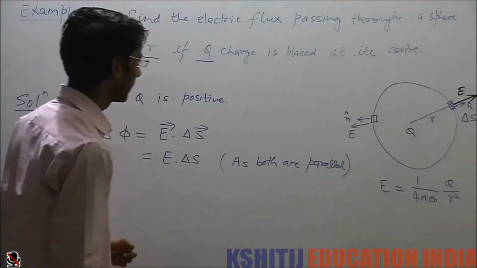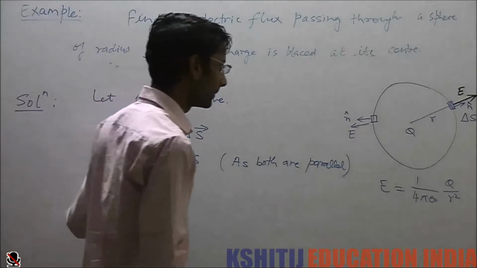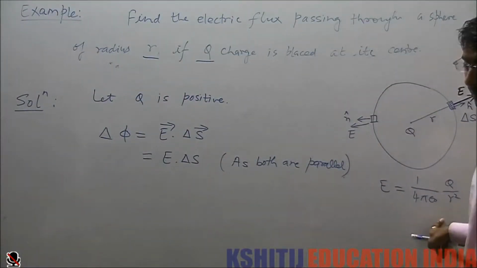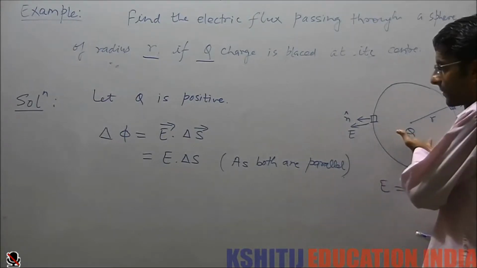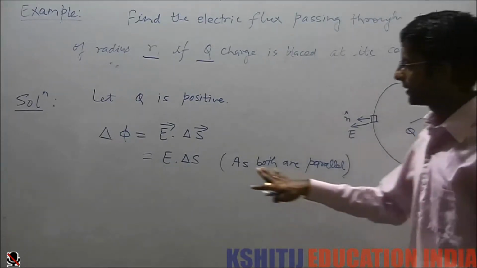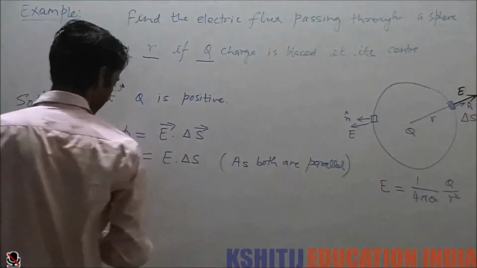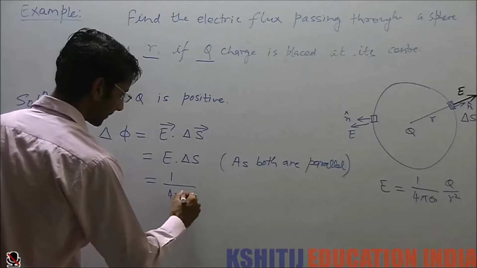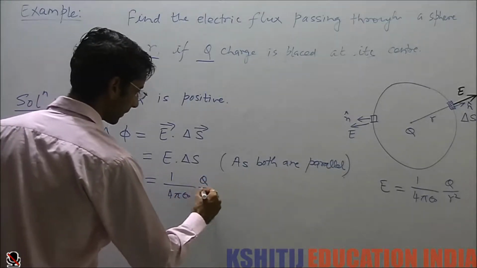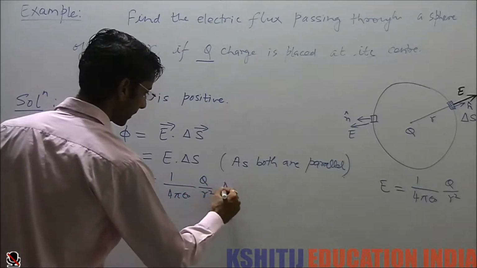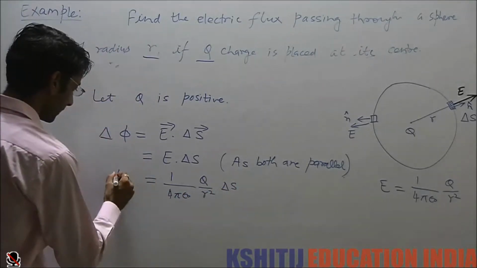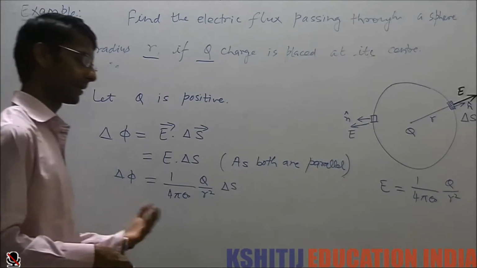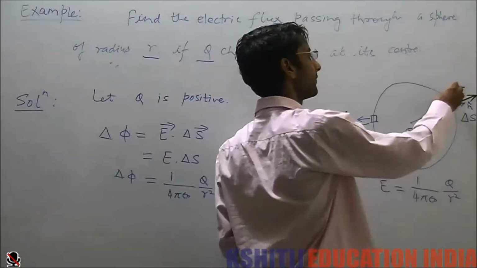Now, the electric field at any point, at this differential point, will be this magnitude. It will be due to the charge present inside. And this is the differential surface area. So let's put the value of electric field. It will be 1 upon 4 pi epsilon naught, the charge divided by the square of the distance, into delta S. This is delta phi.